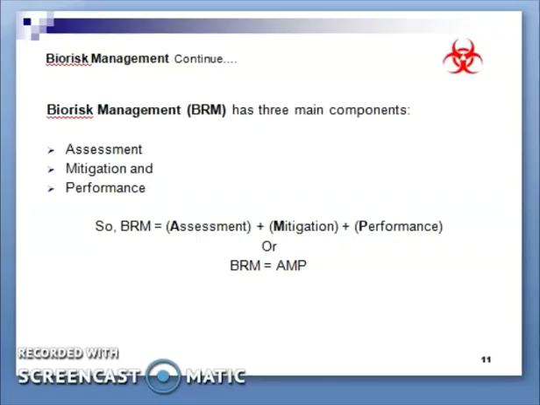Dear students, next we are going to discuss biorisk management and its components in detail. I am going through the slideshow here. So here we start the biorisk management in detail. The biorisk management or BRM has three main components: assessment, mitigation and performance. BRM is equal to assessment, mitigation, performance, or BRM is equal to AMP.